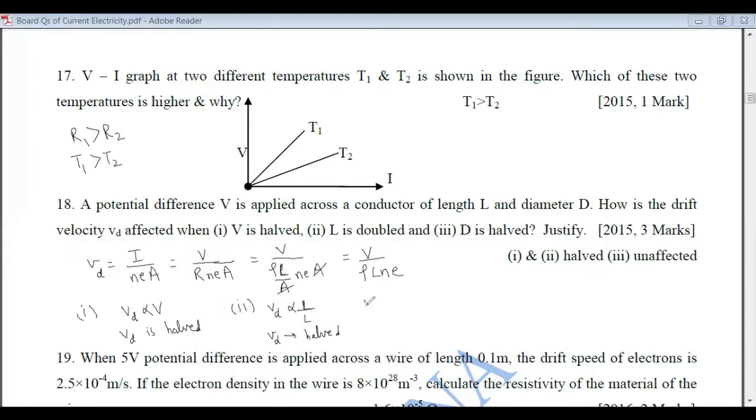Whereas the third part is diameter is half. Diameter means the cross-sectional area is affected. Here in this expression we see that the drift velocity does not depend upon the cross-sectional area, that is the diameter. So Vd remains unaffected, that is, Vd is unchanged. So it remains the same.